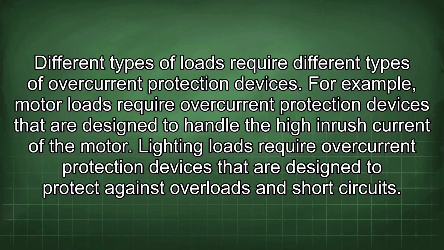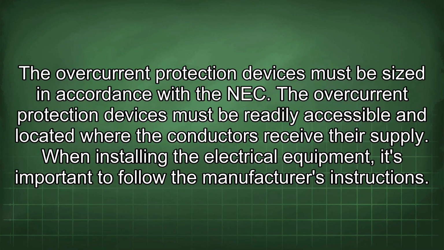Different types of loads require different types of overcurrent protection devices. For example, motor loads require overcurrent protection devices that are designed to handle the high inrush current of the motor. Lighting loads require overcurrent protection devices that are designed to protect against overloads and short circuits. The overcurrent protection devices must be sized in accordance with the NEC. The overcurrent protection devices must be readily accessible and located where the conductors receive their supply.